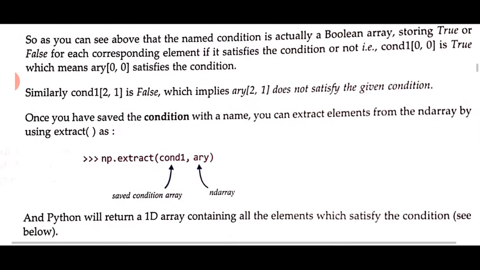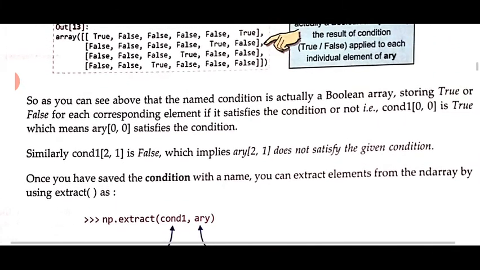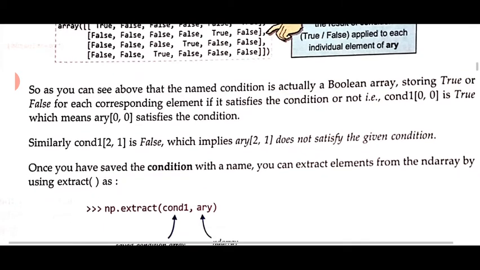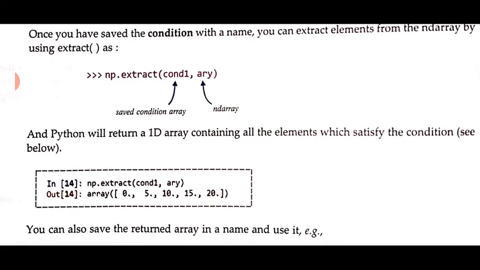Now see how to extract those values. At the places where true is written, for what values is true coming and for what values is false coming, how can we extract? We are going to extract using cond1. See here, np.extract. Using the extract function we can extract the non-contiguous elements of any nd array. So np.extract(cond1, ary).